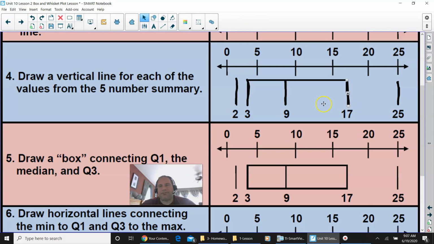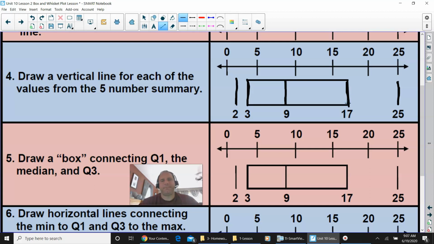And I am going to draw another line right here, connecting my Q1, my Q2, and my Q3. Just like this. See? And now I have from Q1 to the min, I'm going to connect, and from Q3 to the max, I'm going to connect. And there is my box plot, and that is it.